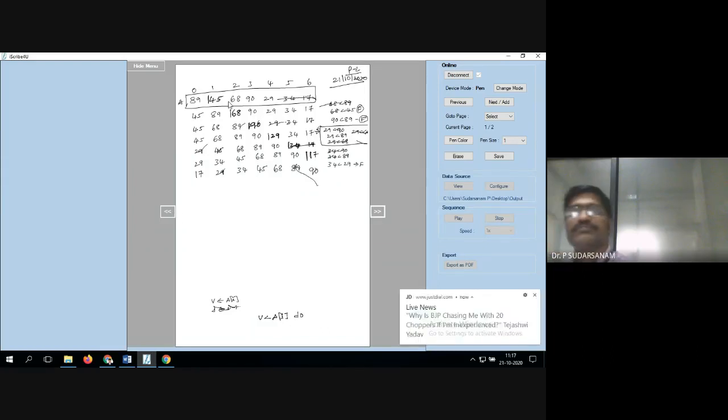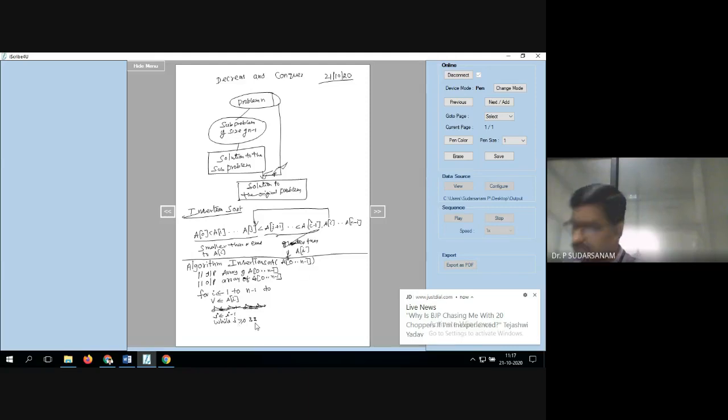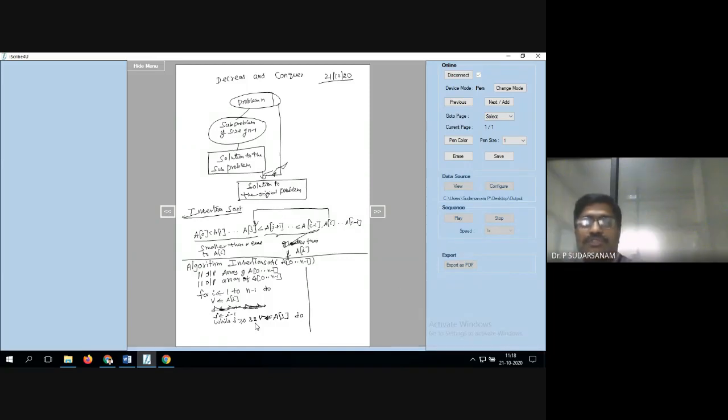Do this process. Write it here. V is less than A of J. This is called the less than symbol here. V is less than A of J.